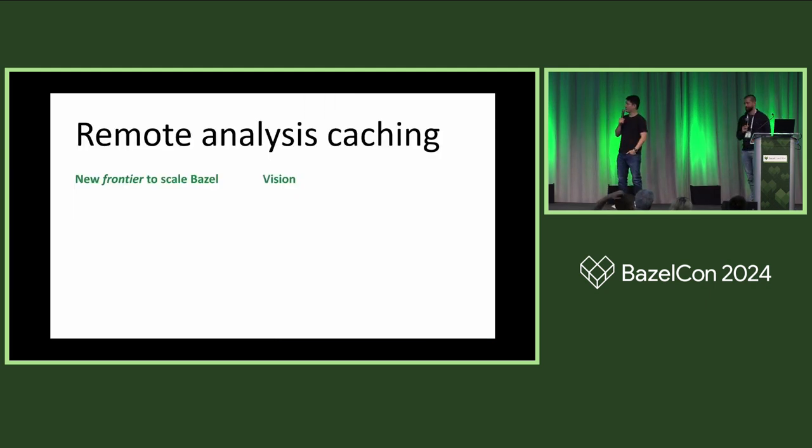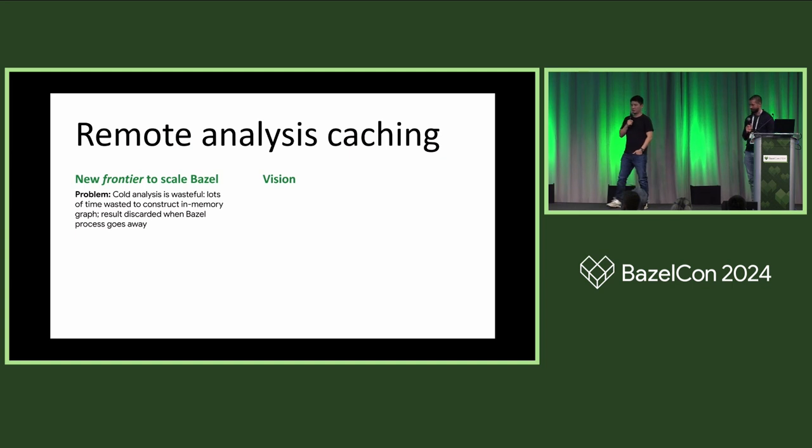So this is the project that I'm currently working on with Shahan in New York. We are very excited about this because it's a new frontier to scale Bazel. Let's describe the problem first, because when you start a new Bazel instance, it does the work in memory to build up the graph. But once the Bazel server gets restarted, or the process gets killed after some amount of time with the idle server seconds flag, the results get thrown away, and you have to do this all the time.